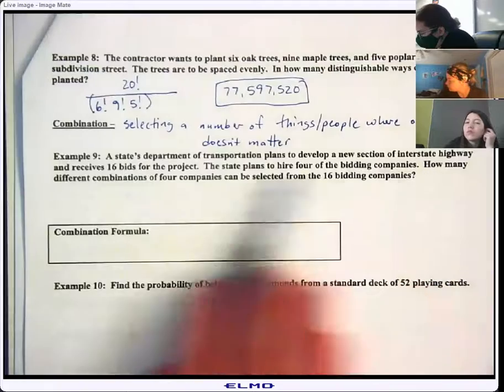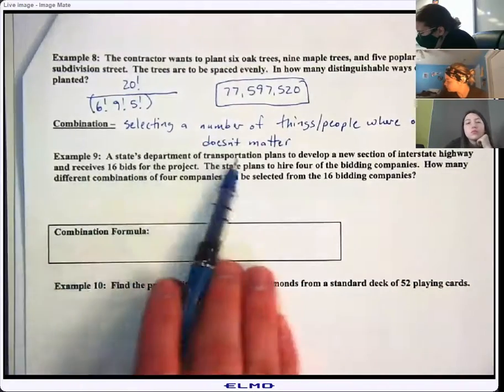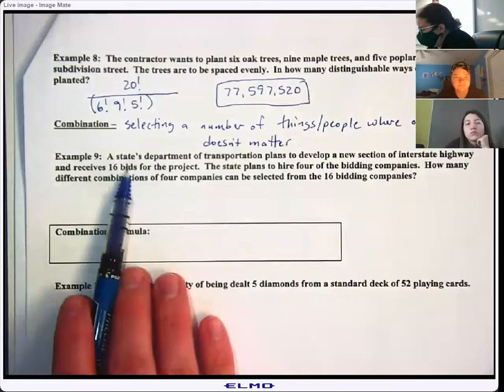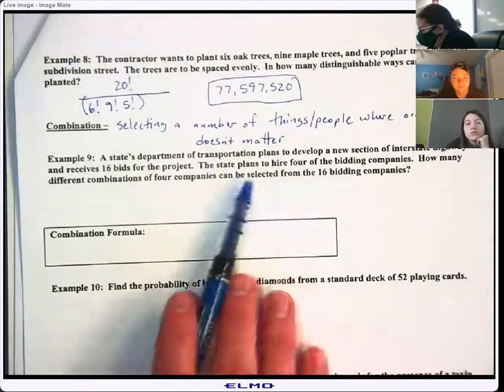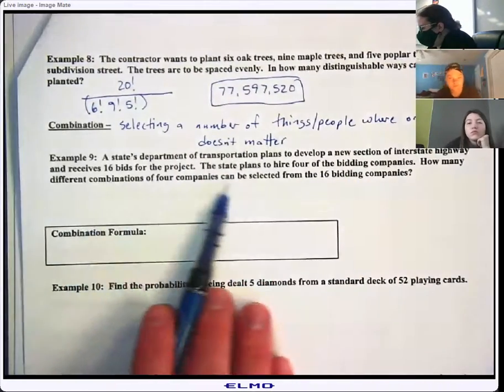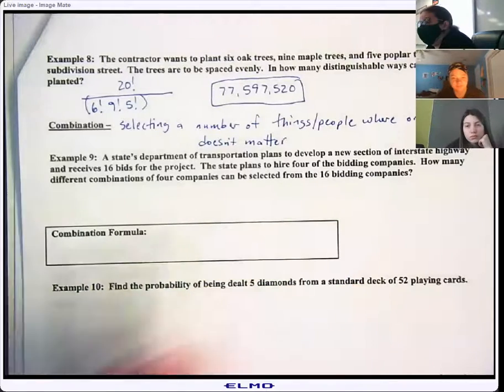So let's talk about this. A state's Department of Transportation plans to develop a new section of interstate highway and receives 16 bids for the project. The state plans to hire 4 of the bidding companies. How many different combinations of 4 companies can be selected from the 16 bidding companies?